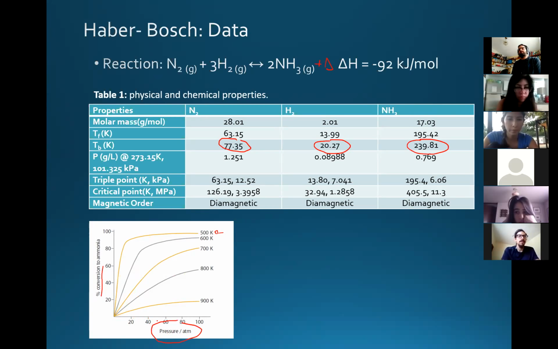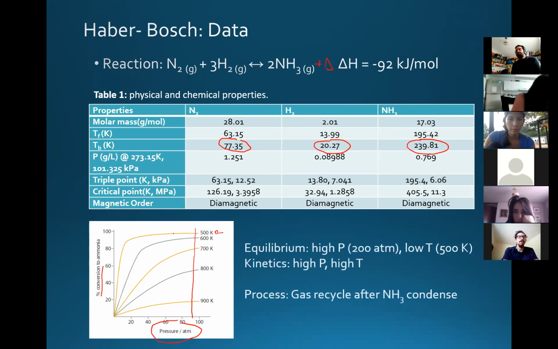But if we start raising the pressure, we're going to start seeing yields of higher order, for any temperature. So, like I said, in equilibrium we need high pressures and low temperatures, the lowest that the process permits. And in kinetics, as high a pressure as we can, and as high a temperature as we can.